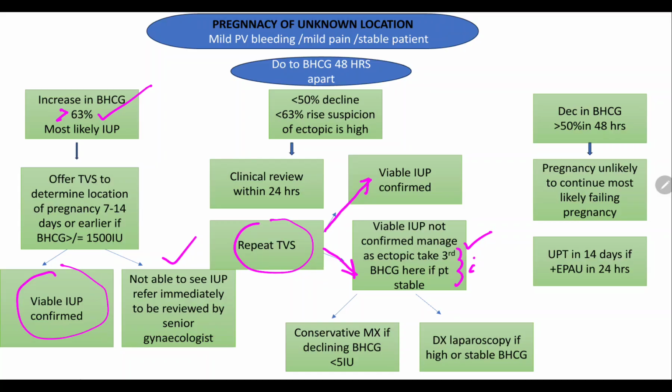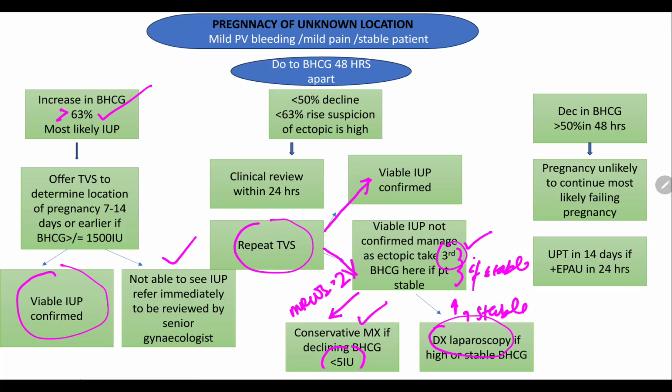But if the patient is stable, we can give the patient the chance to take a third beta HCG. If the third beta HCG is falling, then we can do conservative management until the beta HCG is less than 5. This is your MRCOG 2 question. But if the beta HCG is rising or is stable, that is, not falling, then you have to offer diagnostic laparoscopy to your patient.